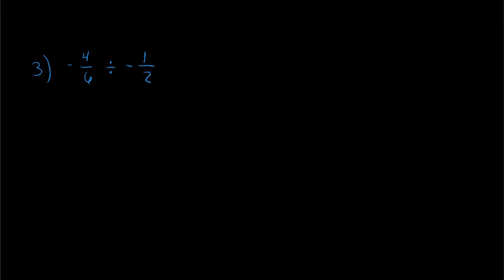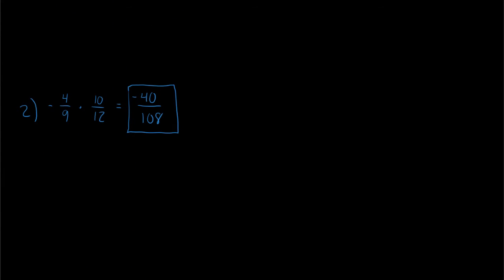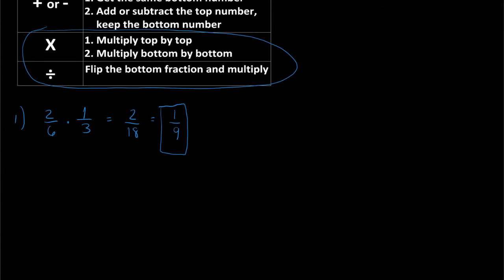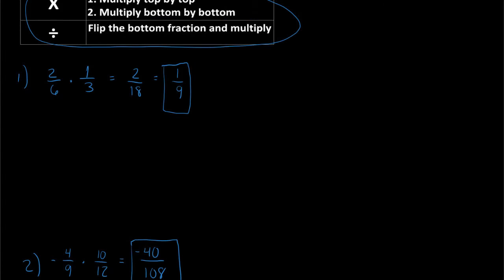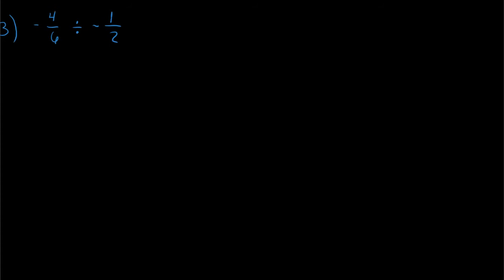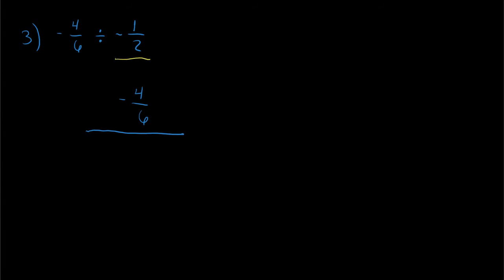Okay, our next problem is -4/6 divided by -1/2. So let's look at our division rule. It says to flip the bottom fraction and multiply. Now what I really mean by that, the bottom fraction, is the -1/2 over here on the right. So let me just quickly rewrite this. -4/6, I'm going to put a big fraction bar, divided by -1/2.